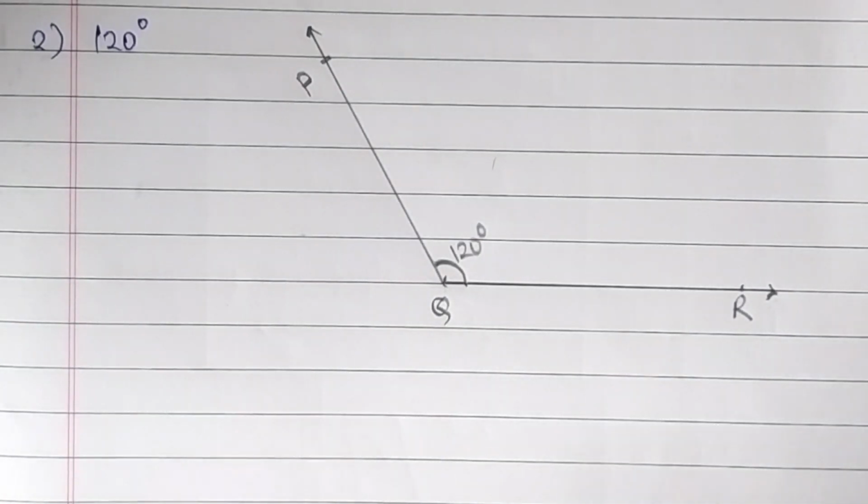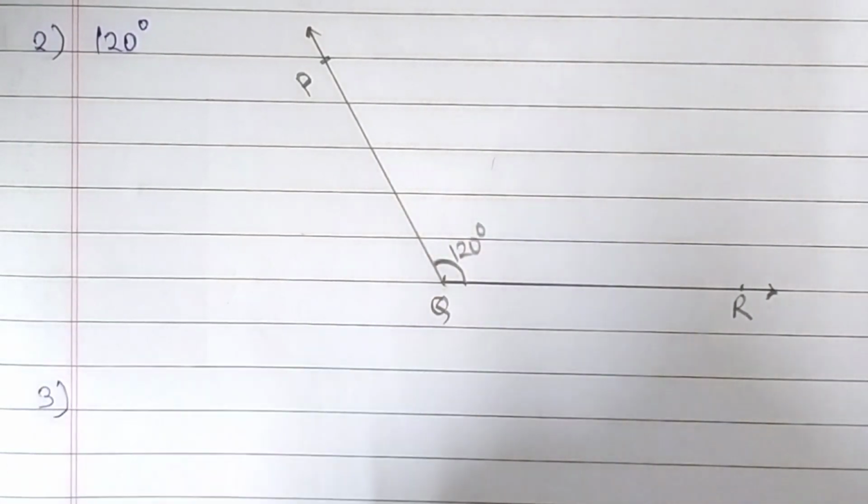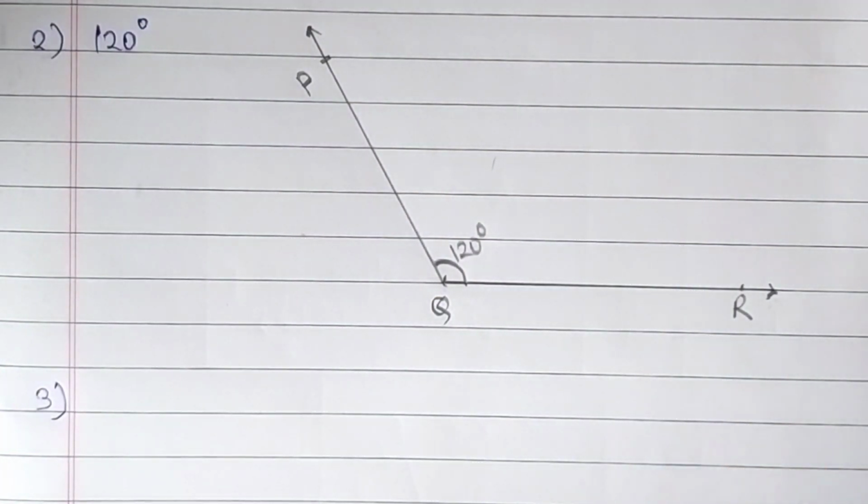If they give us a name in the question, then we have to give that name to our angle. Here they don't give any name, so we can take a name at our own choice.